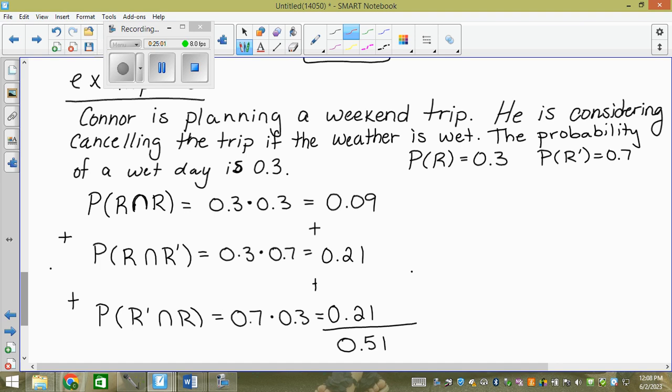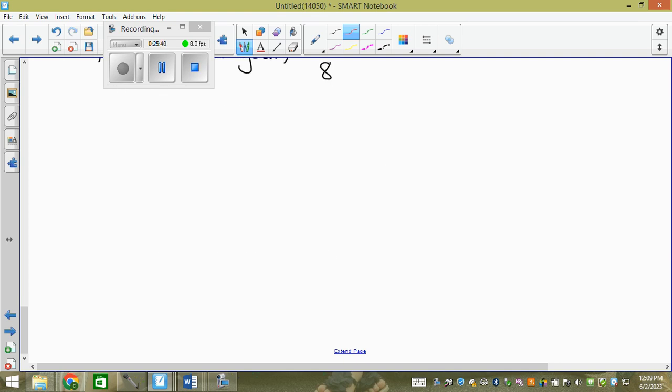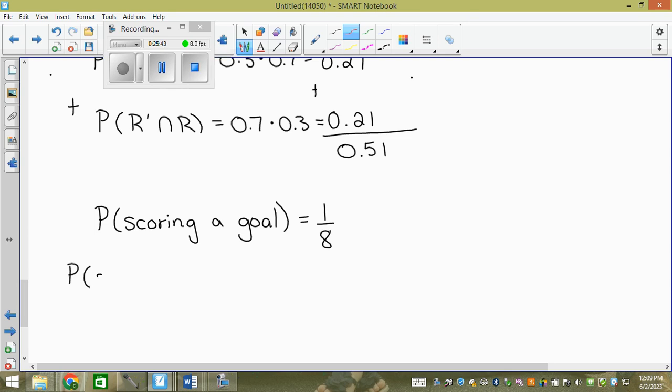Here's one to try. I'm going to read it to you so you don't have to write the whole thing. In a game of field hockey, the probability the Dinos score a goal from any short corner is 1/8. During the first half of the match, they were awarded 2 penalty corners. So they get to do this twice. Use a probability tree diagram to determine, well, I want you to tell me, what's the probability the Dinos will score and then score?